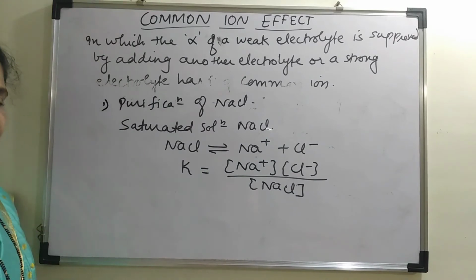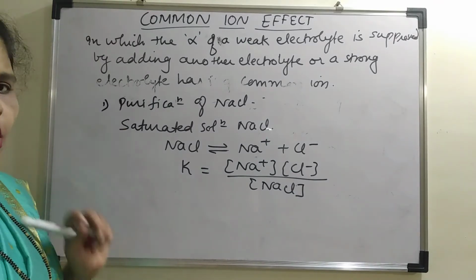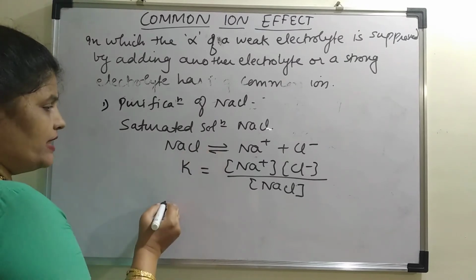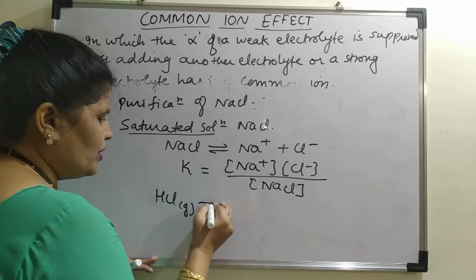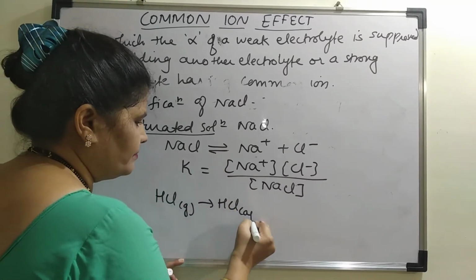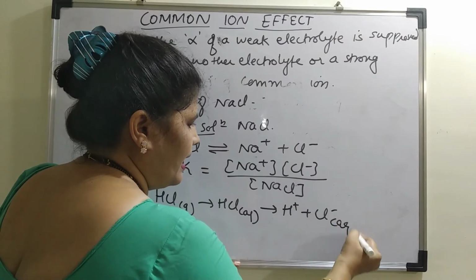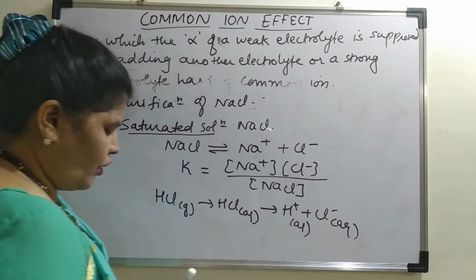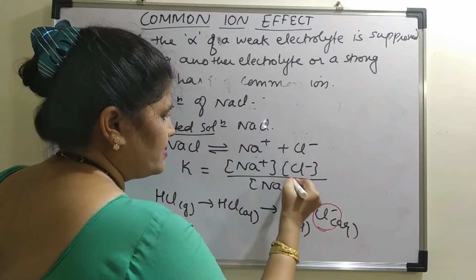Now I need another electrolyte. What can be added to this which will have a common ion? So what is passed through this saturated solution is HCl gas, which is made aqueous. It will give this type of ions. Now which is the common ion here, students? The common ion here is Cl minus.